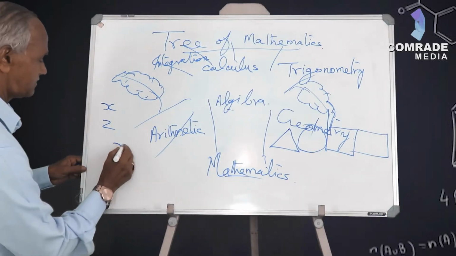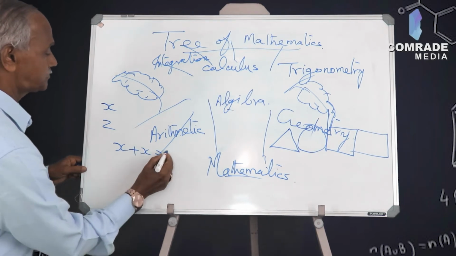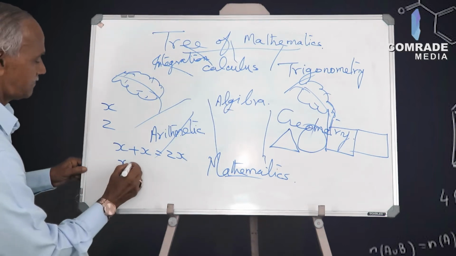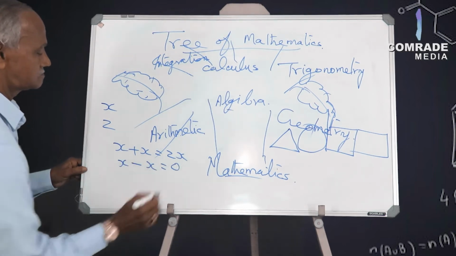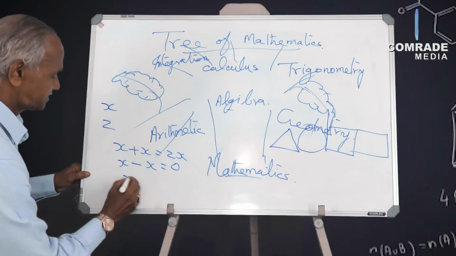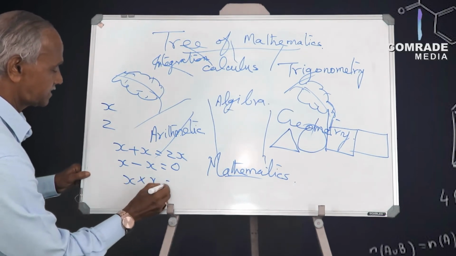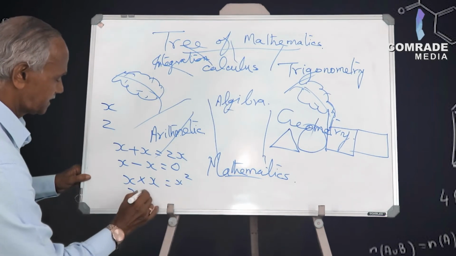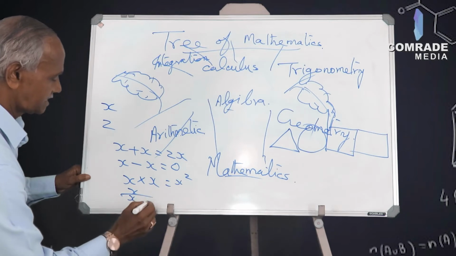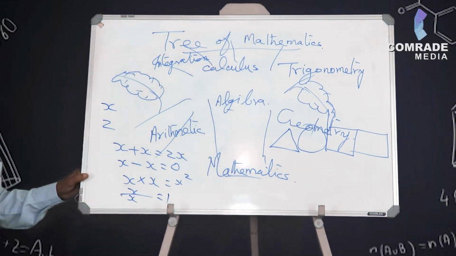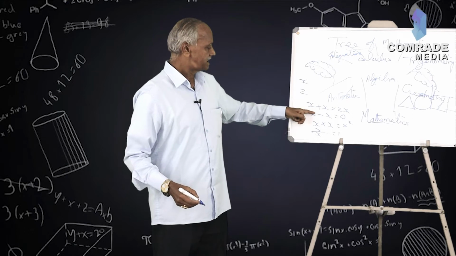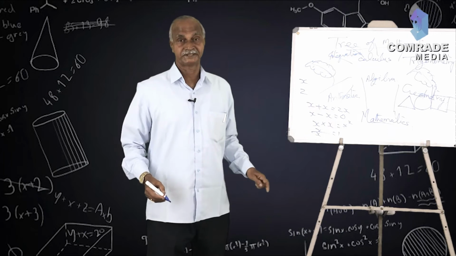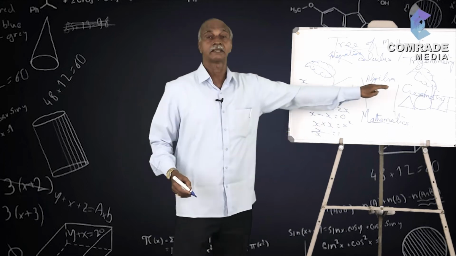Say, for example, x plus x is equal to 2x. x minus x is equal to 0. x into x is equal to x square. x by x is equal to 1. So addition, subtraction, multiplication, division by means of variables, this also we'll be studying in algebra.